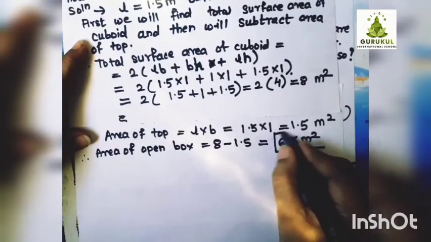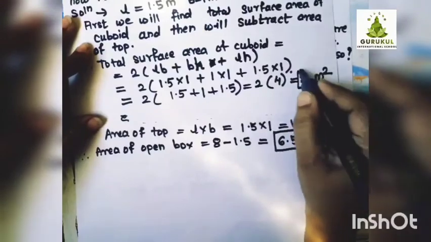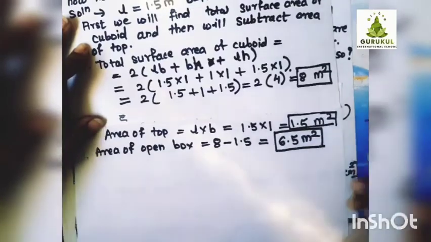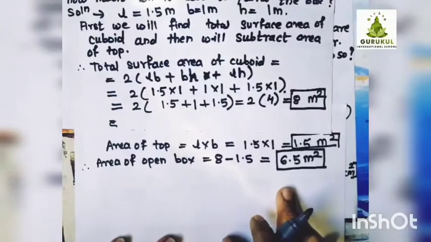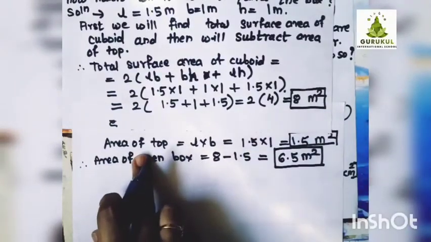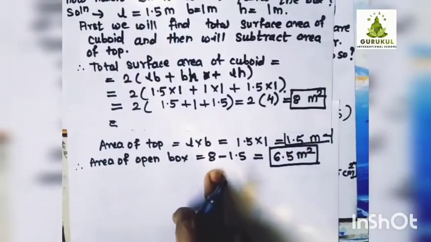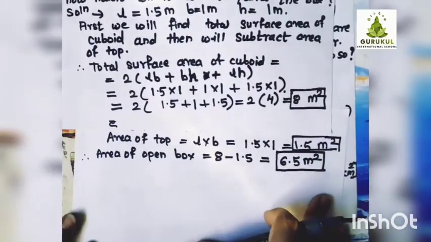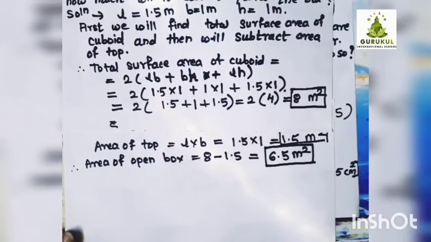Now whichever final answers are important, I will put boxes around them so that you will understand which steps we are doing. Purposely I am doing the boxes. So what we did: first we found the total surface area, 8, then we found the area of the top, that is 1.5. Did the subtraction, from 8 we subtracted 1.5 and got 6.5 meters square. Correct? Now this is the area of the open box. Okay, and you have to paint from both sides, inside and outside.